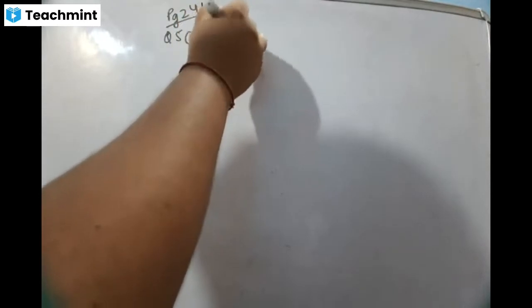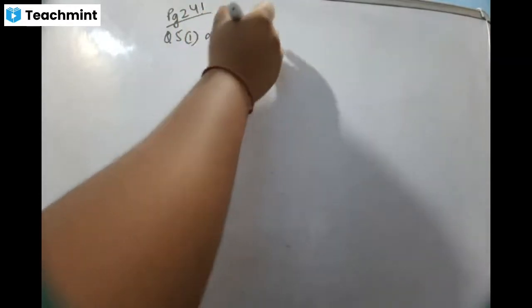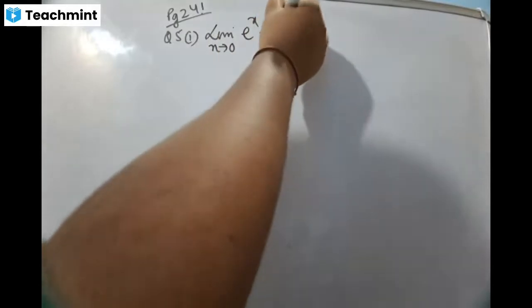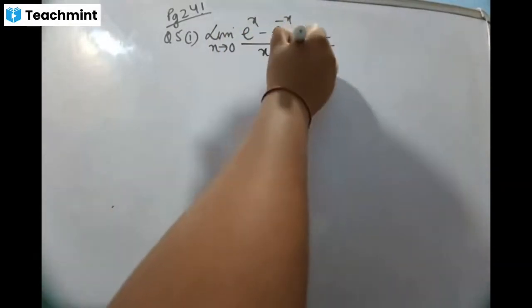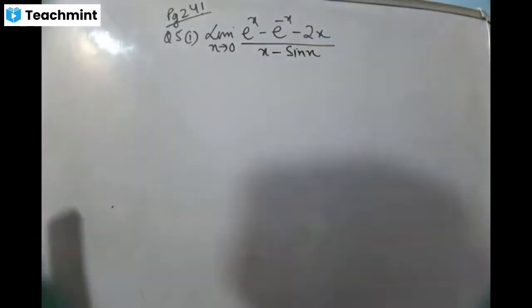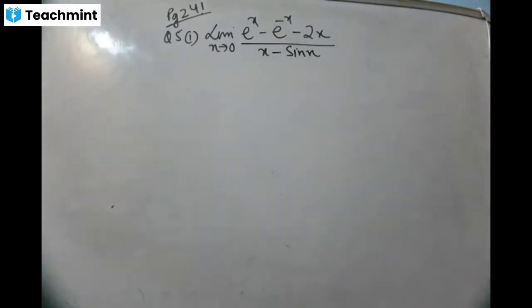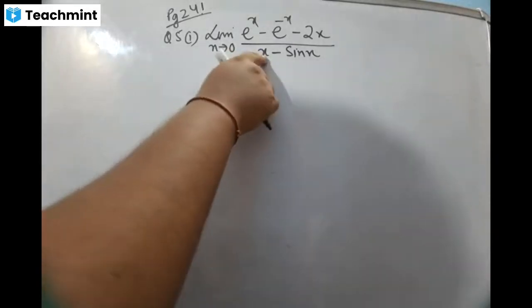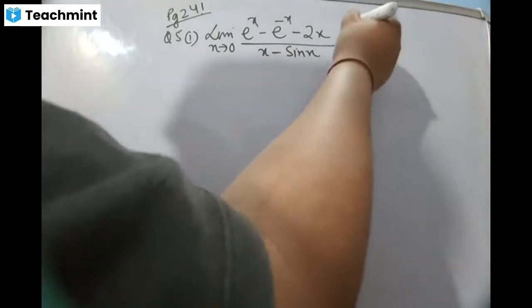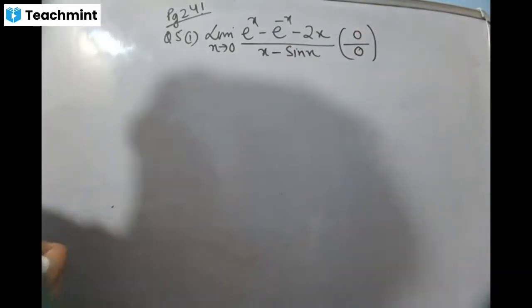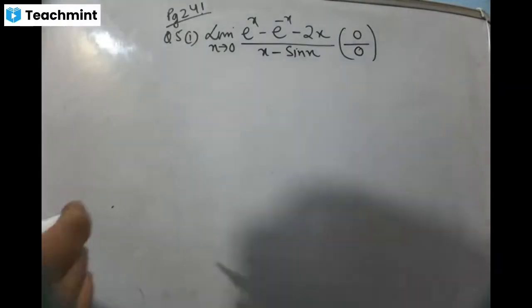The question is limit x tends to 0, (e to the power x minus e to the power minus x minus 2x) divided by (x minus sin x). Now come on everyone, if you have understood the concept of L'Hospital's theorem, you will be able to do this very easily. Now what did I tell you? Put the value of x in the denominator. The value of x is 0, sin 0 is 0, so 0 minus 0 is 0. So you're getting 0 in the denominator, and in the numerator you're bound to get 0. So this is 0 by 0 form.